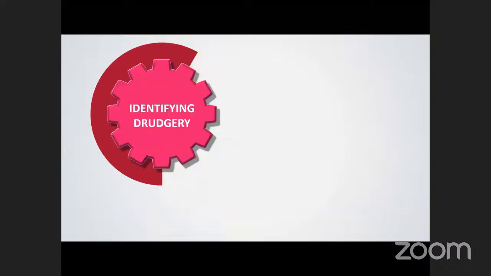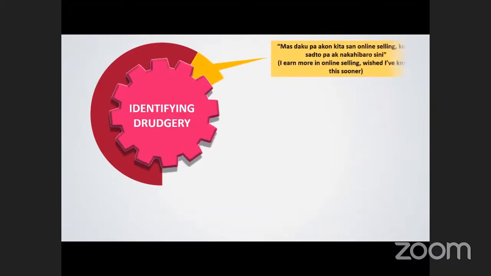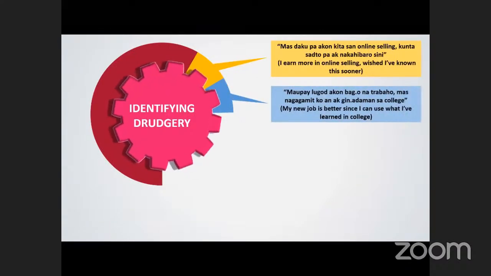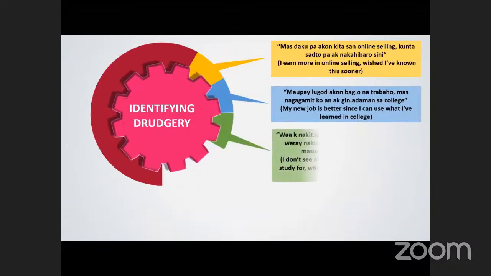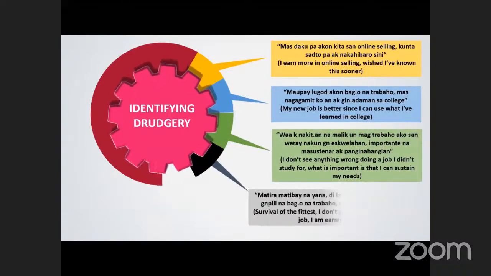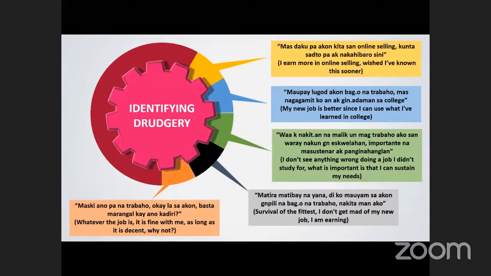And lastly, identifying drudgery. Identifying drudgery, again, is looking for your new niche. It's looking for a workplace, a form of activity wherein you could flourish more. Statements such as, "I earn more in online selling, I wish I had known this sooner." "My new job is better since I can use what I've learned in college." "I don't see anything wrong doing a job that I didn't study for. What is important is I can sustain my needs."